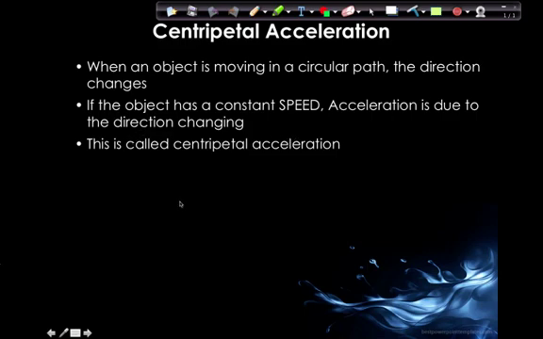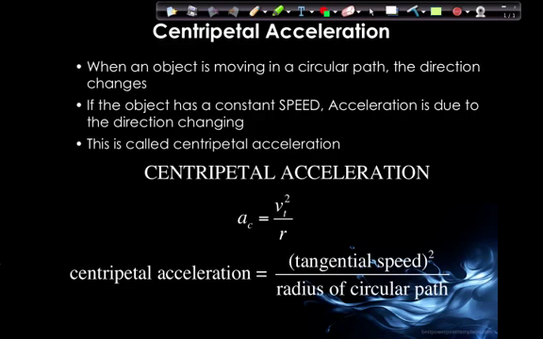This is called the centripetal acceleration, and it's always going to be directed towards the center of the circle. All right, so our centripetal acceleration is equal to our tangential velocity squared divided by our radius of the circular path.